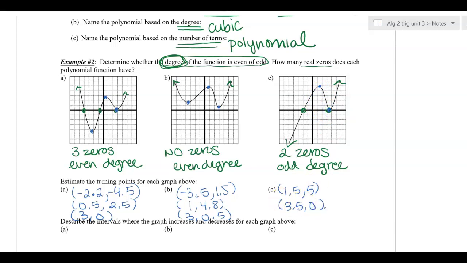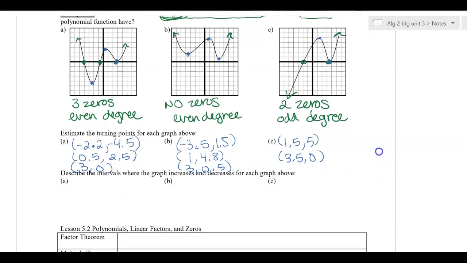Okay, and then increasing and decreasing intervals. There's just more to it, because the graph turns around more than one time. So I'm going to do it for one of these, but not for the other ones. I'm going to do it for the first one. So we're going to focus just on part A, and then I'm going to talk about end behavior for you.